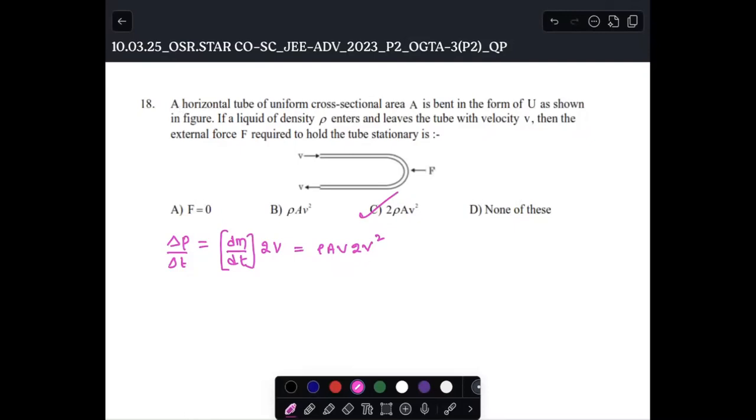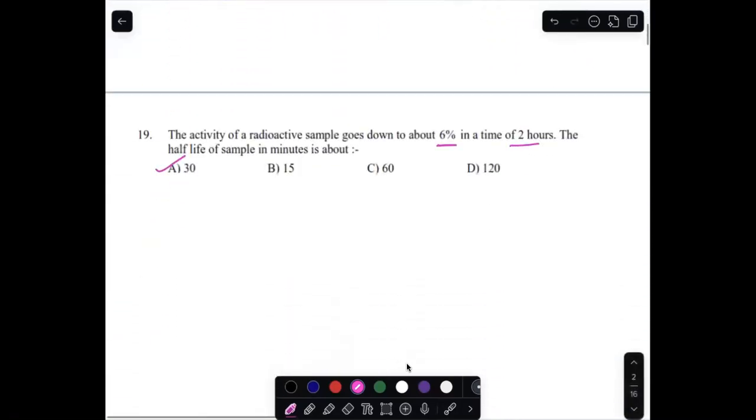See, for example, if I assume that dm by dt is the mass per second entering, that particular part is having a momentum of dm by dt v rightwards initially, finally dm by dt v leftwards. The rate of change of momentum is 2 times dm by dt v. dm by dt, you know, equation of continuity, rho A v. So using that, you will have rho A v, 2v square. This should be a correct answer question. No one should miss such a question.